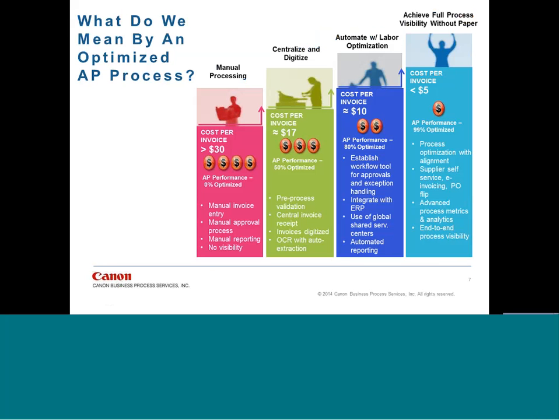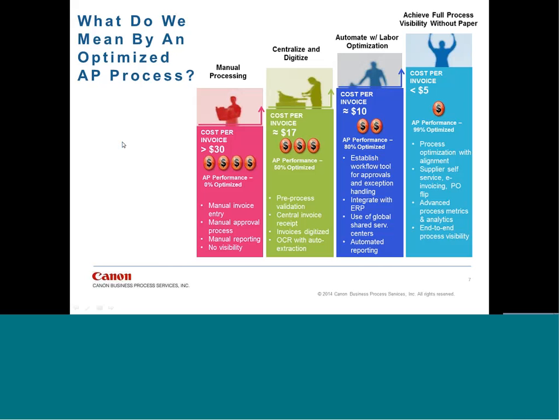Well, an optimized AP process really begins with the centralization and the digitization of your invoice collection process. So instead of taking in paper invoices in multiple locations across your organization, you have your suppliers send those invoices to a central location where information that you need to process that invoice and pay it is collected off that paper invoice electronically, and it's put into electronic format. That's a big step in optimizing your AP process.